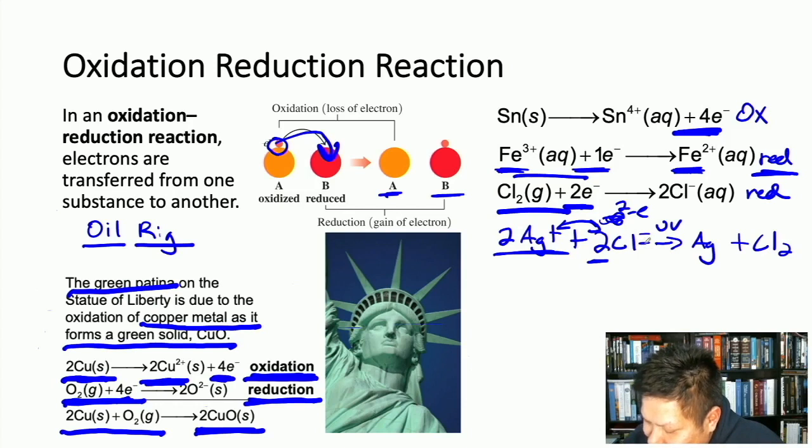So silver had to gain 2 electrons from chlorine to become silver metal, right? And then chlorine lost 2 electrons, becoming chlorine gas, which means that silver got reduced, chlorine got oxidized, right?